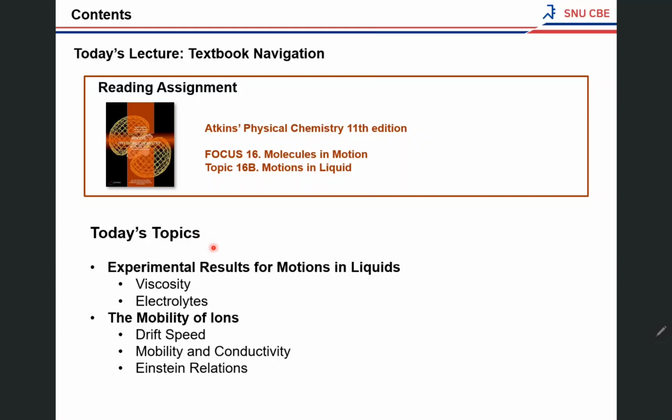Today we're going to talk about the experimental results for the motions in liquid, so viscosity, and we're going to talk about the electrolyte. Then we focus more on the mobility of ions in the liquid phase, focusing on drift speed, mobility, and conductivity of the liquid phase. And finally, we are going to reach the Einstein relation.